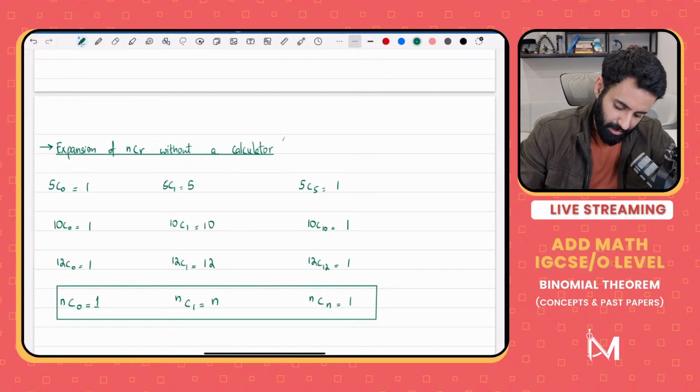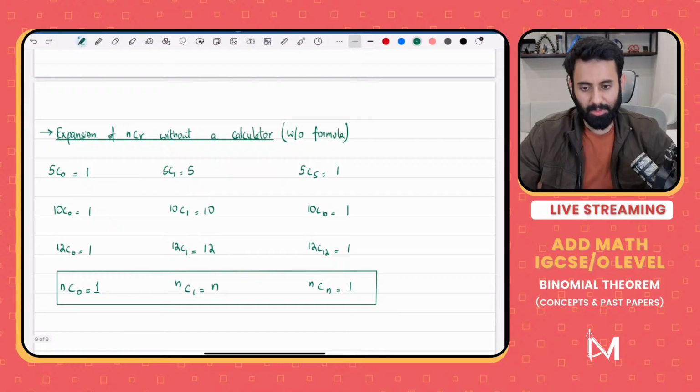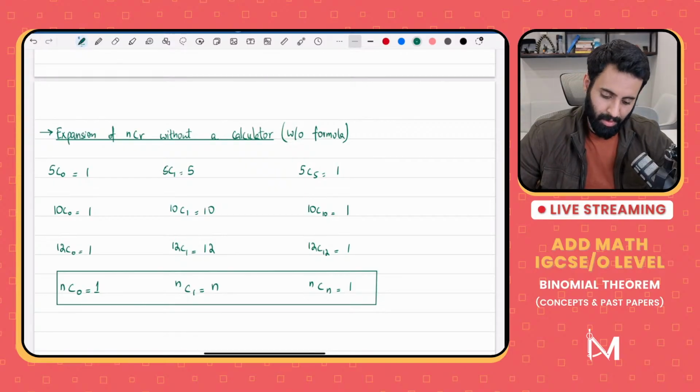Let me mention here that we are doing it without the formula, without the formula that's given in the book. The way that we use the formula and solve questions, I'll make a separate video on that. In fact, I do have to cover NCR and NPR without a calculator, so I'll make a separate video on that. Okay.